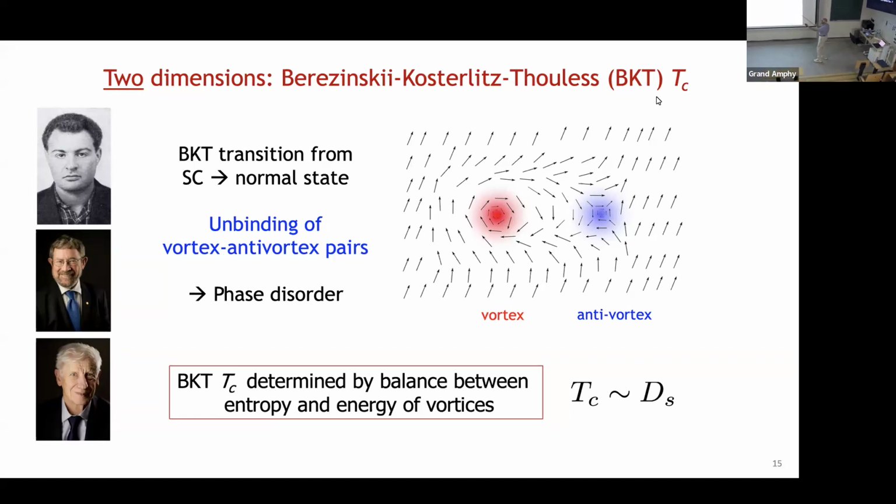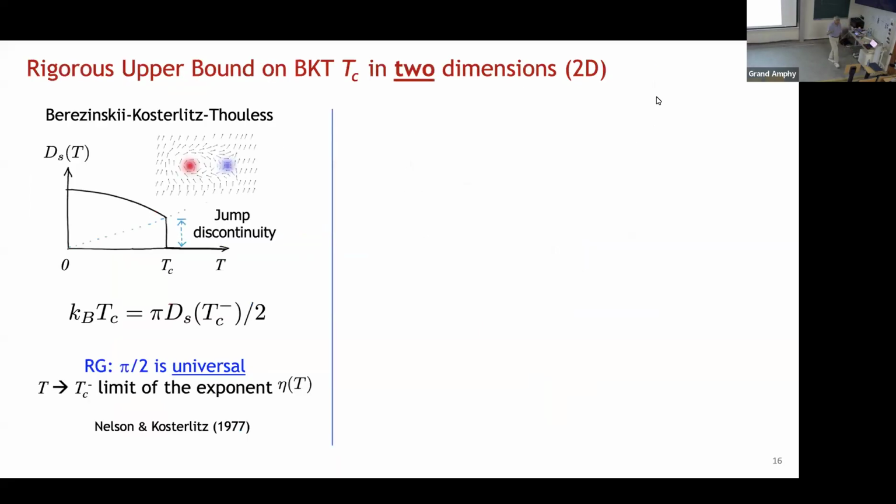So we know this physics. It's the unbinding of vortex-anti-vortex pairs. So it's the phase disorder which is making this non-superconducting normal state. And since this BKT TC is determined by the balance between the entropy and energy of vortices, you can see that TC is going to be scaling with the stiffness. Now, this is not just a tilde. There is a very precise calculation that you can do.